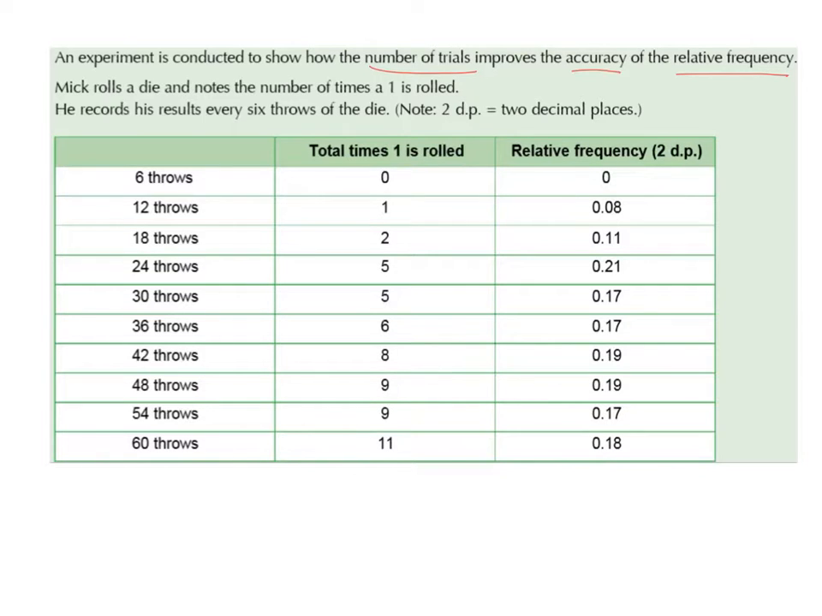So you should start to notice that as the number of throws increases, so the number of trials, the relative frequencies get closer together. So we can see that after 30 throws, they all seem to be around 0.17, 0.19, 0.18. So they seem to stay around the same number. So the greater the number of trials, the more accurate the relative frequency will be.